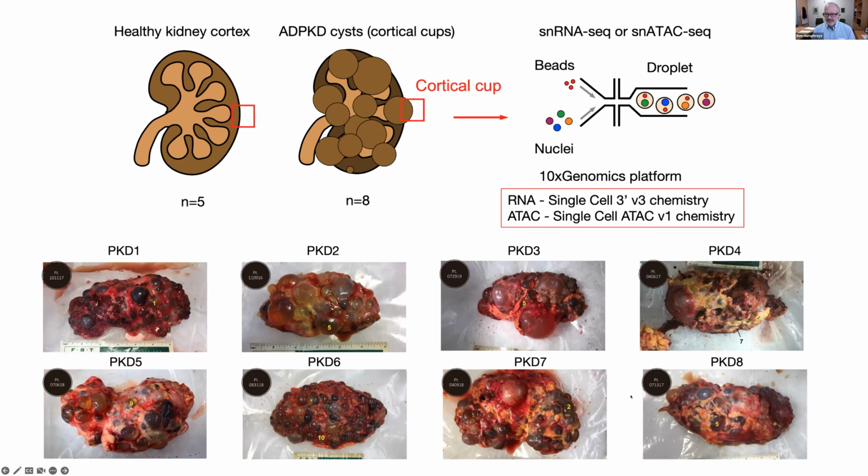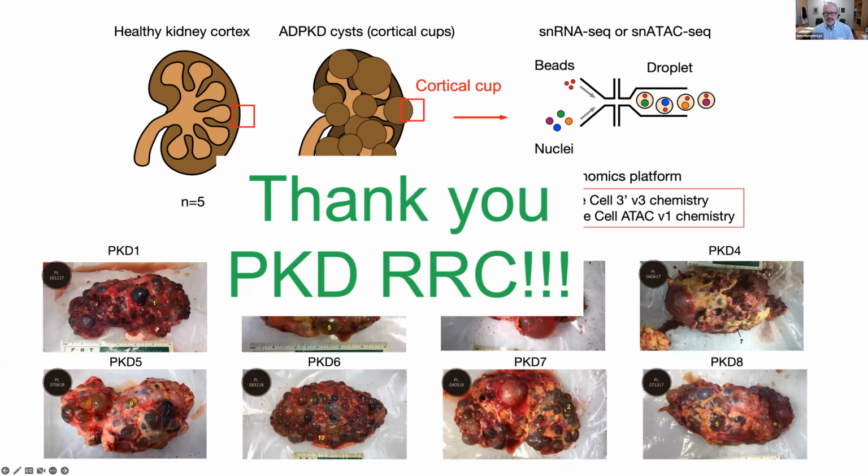These are pictures of the 8 kidneys. These were snap frozen, and we're able to generate nuclear suspensions from frozen materials quite routinely. We subjected them to single-cell RNA and single-cell ATAC-seq. So again, a big thank you to the PKD RRC, who really made these studies possible.